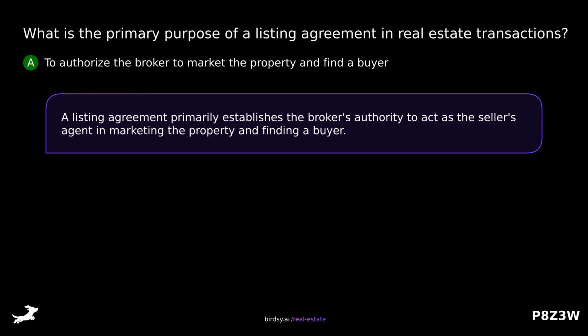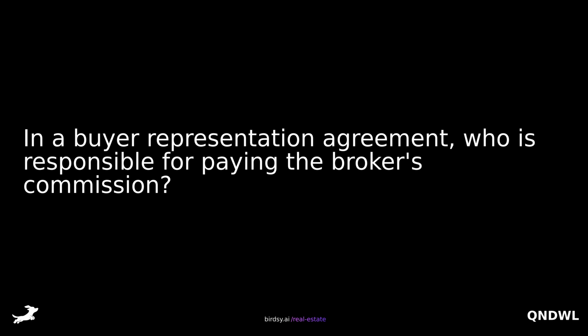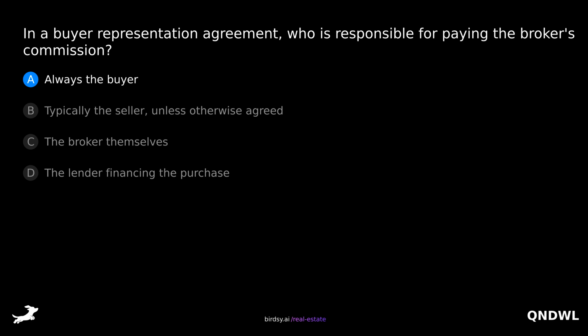A listing agreement primarily establishes the broker's authority to act as the seller's agent in marketing the property and finding a buyer. In a buyer representation agreement, who is responsible for paying the broker's commission? Is it A, always the buyer, B, typically the seller, unless otherwise agreed, C, the broker themselves, or D, the lender financing the purchase? The answer is B, typically the seller, unless otherwise agreed.